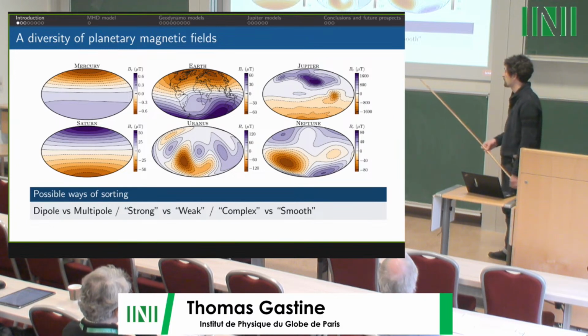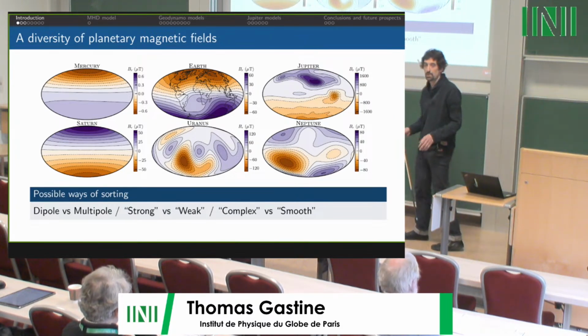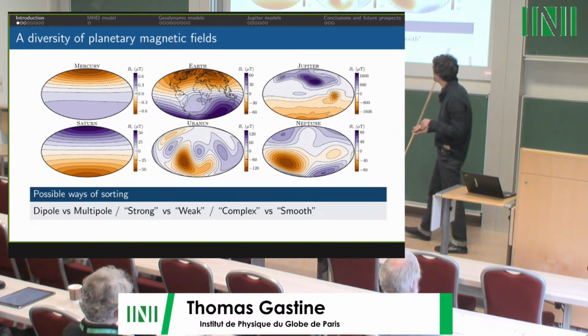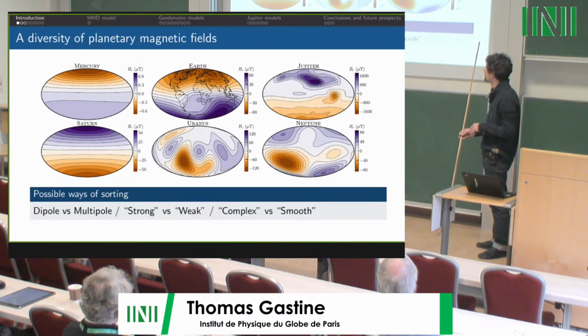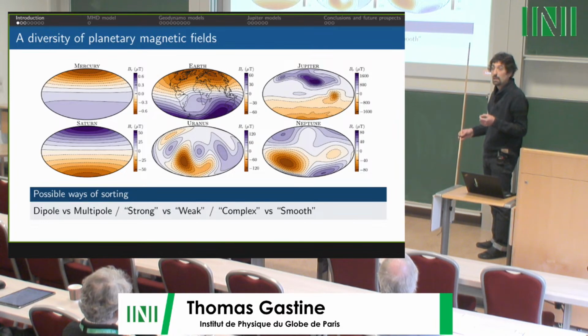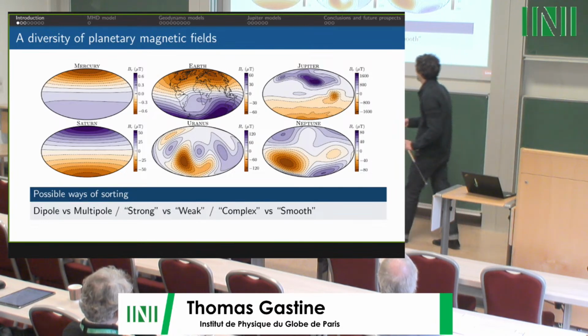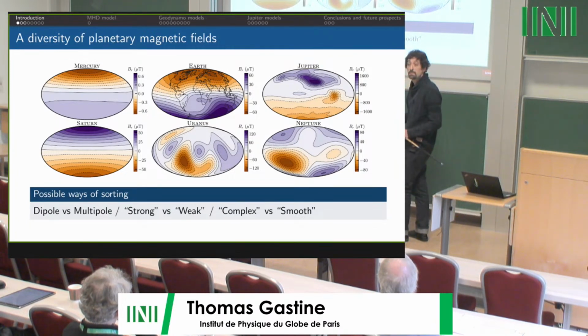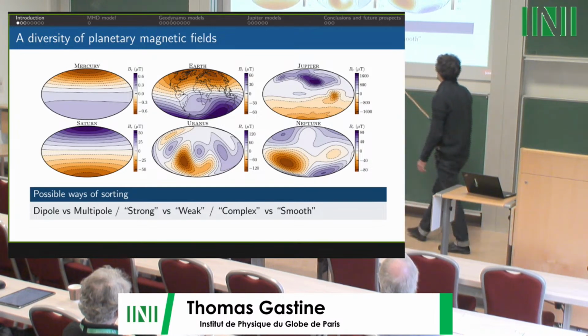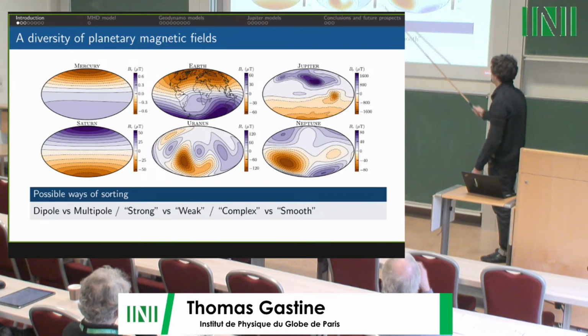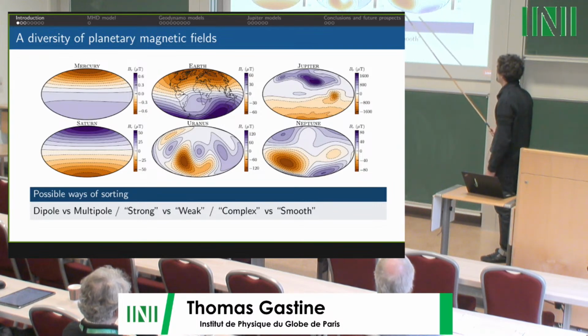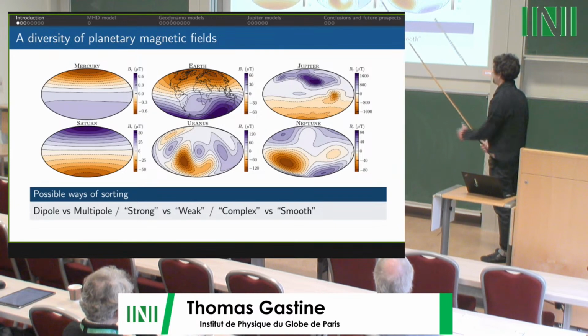From this map, you can draw several lines of separation. The first and most obvious one being based on the degree of dipolarity of the field. You can draw an immediate separation between the fields which are dominated by the axial dipole, so Mercury, Saturn, the Earth, and Jupiter, and the fields which are clearly not axial, that we call multipolar for the ice planets here.